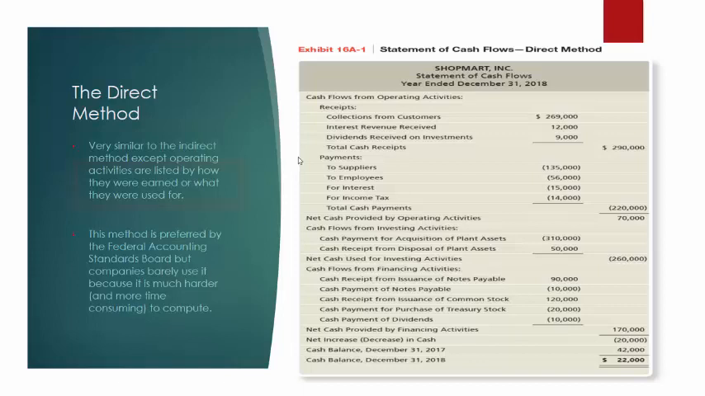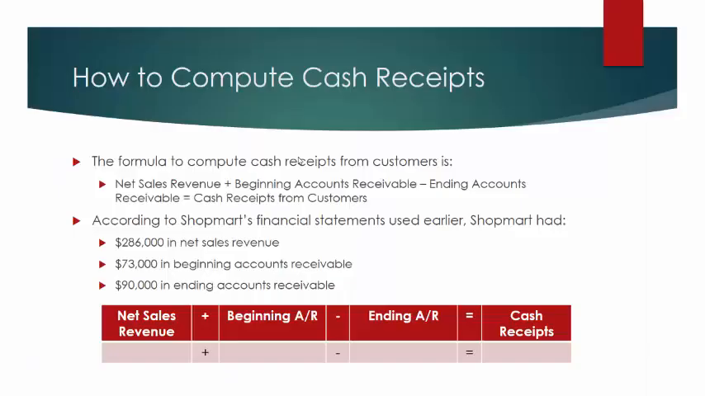Let's take, for example, here, how we would have to compute our cash receipts from customers. Well, what would go into that? I mean, what accounts would be affected by selling something on account? Well, you would have your sales revenue, you would have your accounts receivable at the beginning of the last period and the end of this current period.